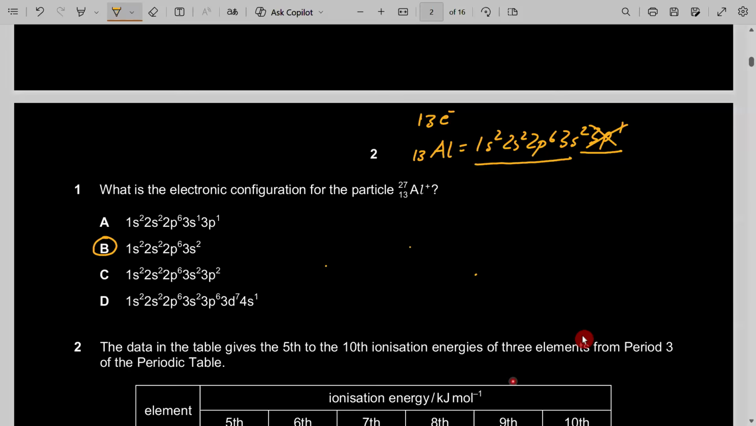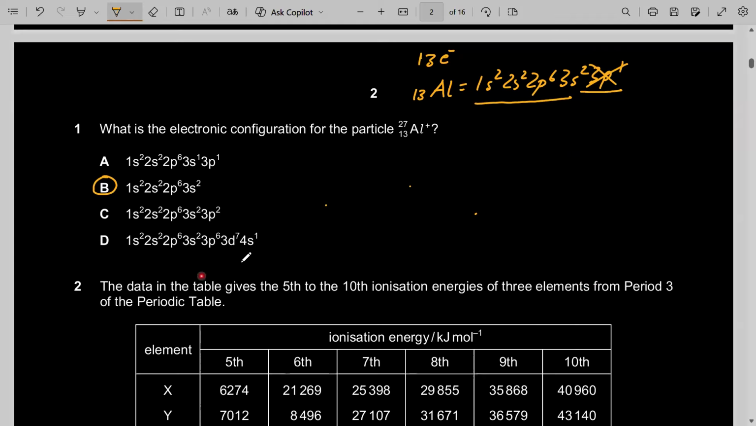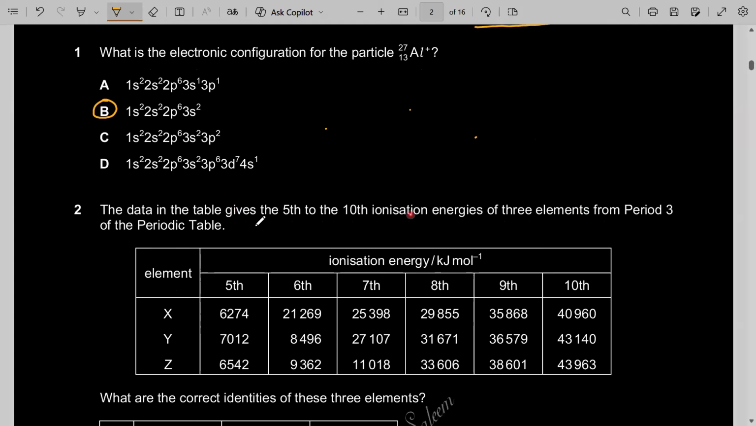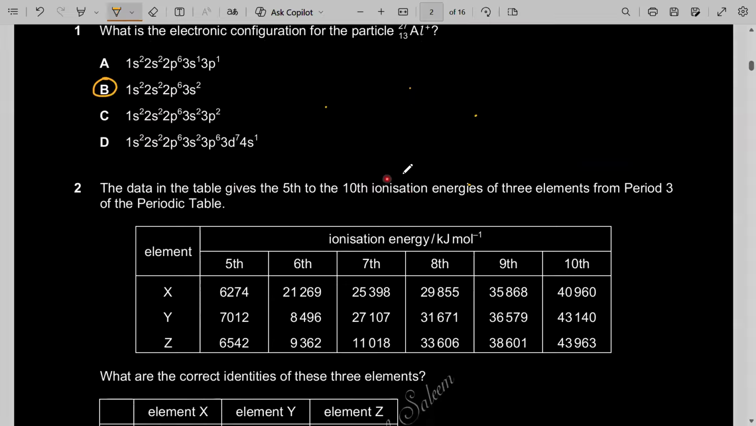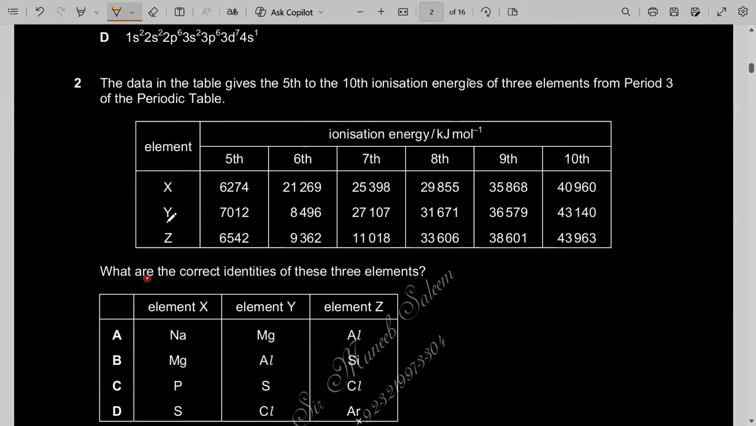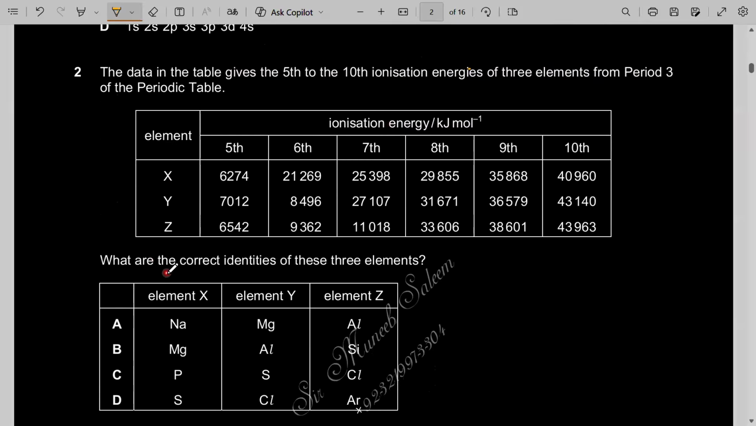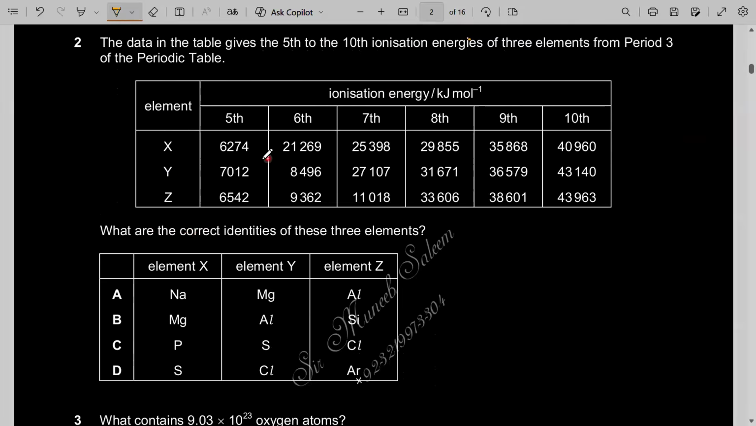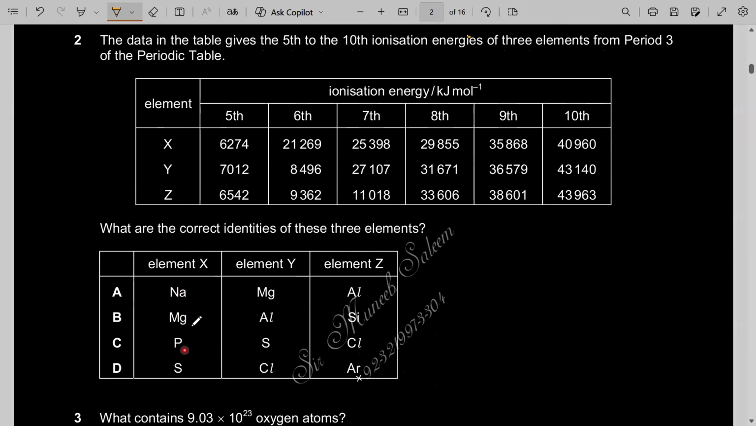Now our next question, number 2. The data in the table gives the fifth to 10th ionization energies of three elements from period 3 of the periodic table. Now we have three elements. We have to identify which of the elements belongs to which symbol. We have three elements X, Y, Z symbolized.